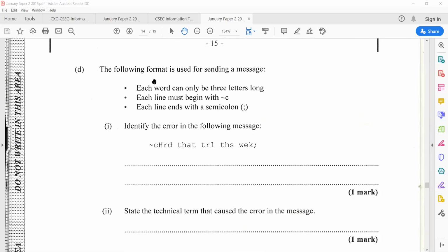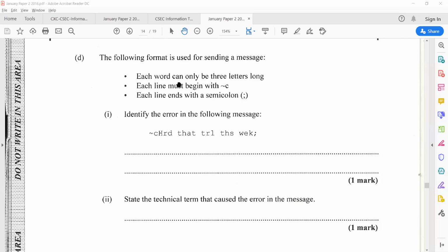The following format is used for sending a message, right? So it has these criteria here. Each word can only be 3 letters long. Each line must begin with the C. Each line ends with a semicolon. Identify the error in the message below. So what is the error in the message?